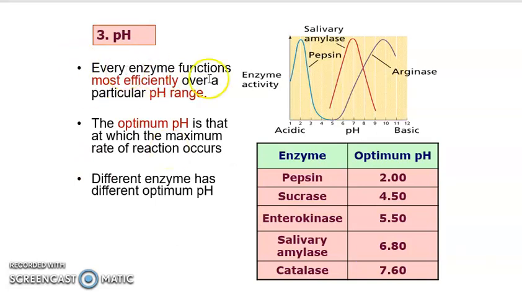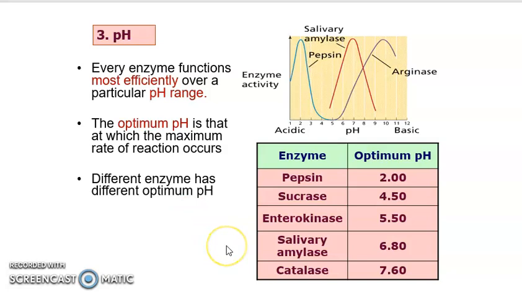So actually every enzyme will function most efficiently over a particular pH range. Okay, setiap enzyme ni dia akan function dengan lebih efisien, bergantung kepada pH range. Okay, so the optimum pH is that at which the maximum rate of reaction occurs. So different enzyme has different optimum pH. Maksudnya dekat sini kita tengok based on this table. Contohnya enzyme pepsin, its optimum pH is 2. But sucrase, its optimum pH is 4.5. Maksudnya setiap enzyme mungkin optimum pH-nya adalah tak sama.